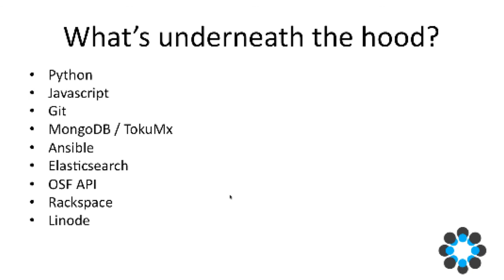We use Git to do the versioning within. We use MongoDB, TokuMX for the database structure, or the NoSQL database. We use Ansible for automation of the entire process. Elasticsearch is what we're using for the indexing. I put OSF API because that actually is an important part of our infrastructure. We have an API that we use ourselves. So the core infrastructure interacts with the top level infrastructure through our own API, and other services will obviously be able to interact that way as well. We use Rackspace for storage and Linode for hosting. So that's what the environment looks like right now.